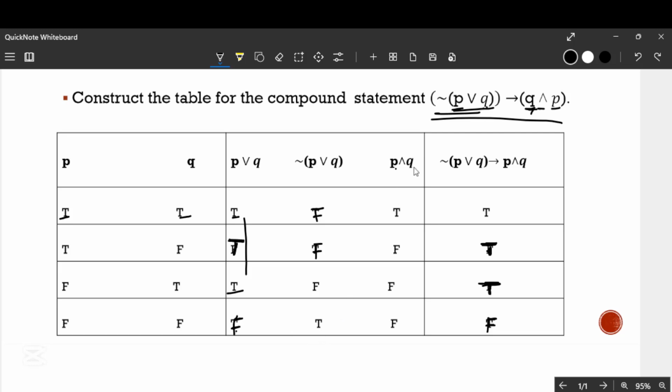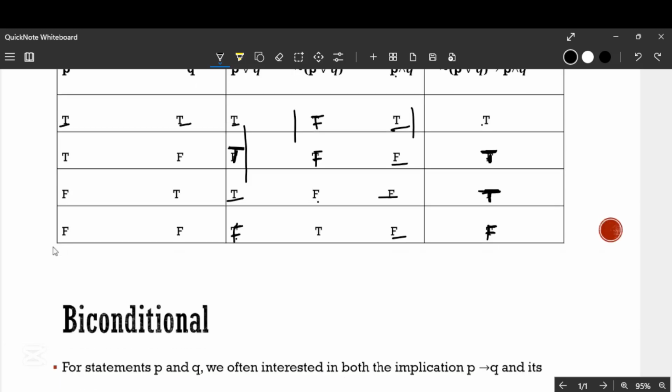Then P conjunction Q: both should be true to be true, or false to be false. So true, true is true. Then true, false, false; false, true, false; false, false, false. Now we compare this column to this, and that is implication. For false, true is true; false, false, true; false, false, true; true, false is false.